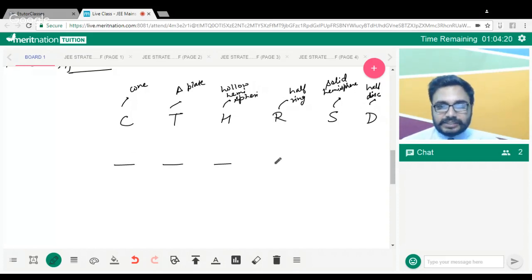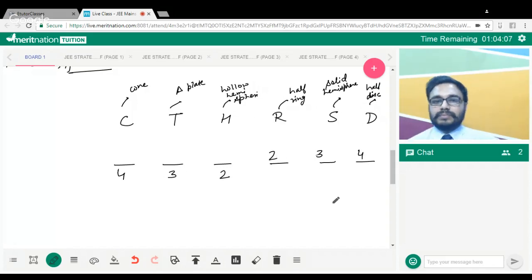Put this dash. Then now learn: 4, 3, 2, 2, 3, 4. 4, 3, 2, 2, 3, 4. Pi 8, 3 pi. This is the extra thing you have to learn. Pi 8, 3 pi. That's it.